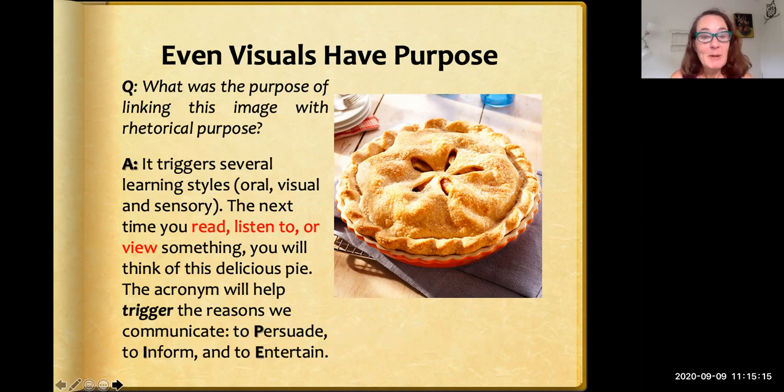Even visuals have purpose. The visual here triggers several learning styles, oral, visual, and sensory, if you can almost smell that pie. The next time you read, listen to, or view something, you will think of this delicious pie, and the acronym will help trigger the reasons we communicate. Persuade, inform, entertain, pie.